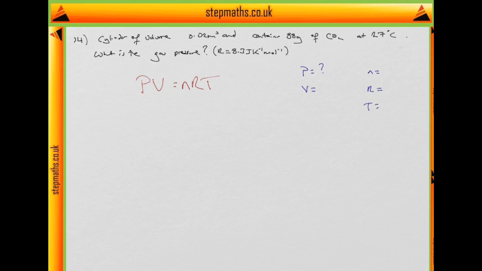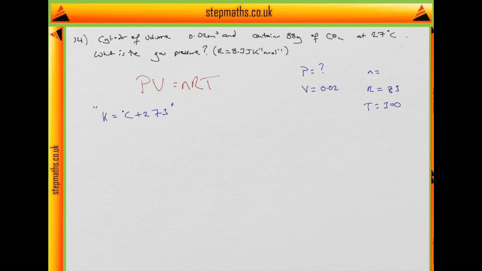Our volume, we always consider this in cubic meters, and this is going to be, as we're told, 0.02. R we're told is 8.3. Now our temperature, we know temperature has to be in Kelvin, and we're given it in degrees Celsius. So Kelvin is 273 plus degrees. So Kelvin equals degrees Celsius plus 273. So 27 plus 273 gives us 300 Kelvin.